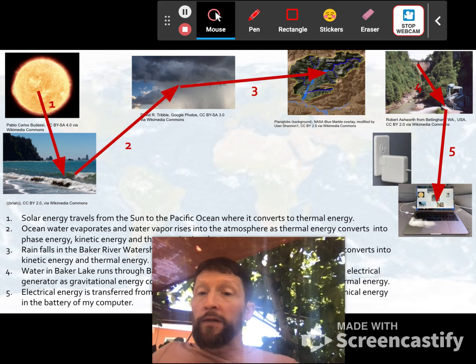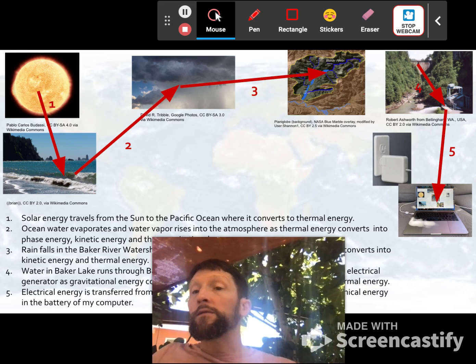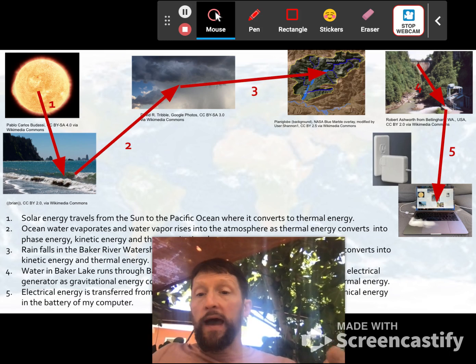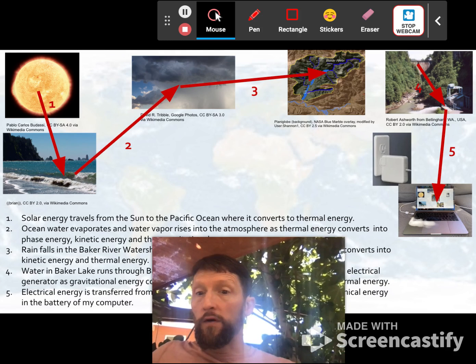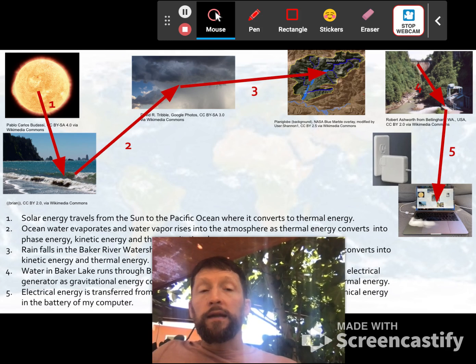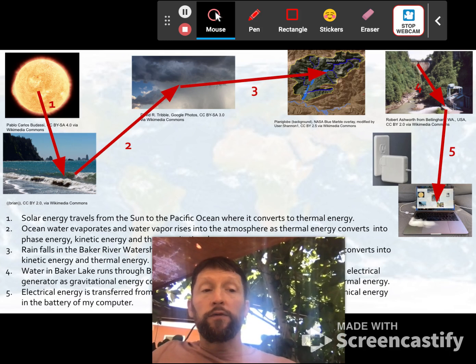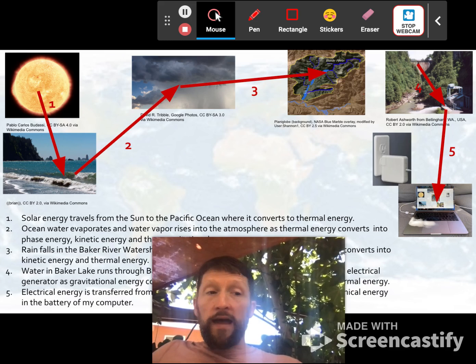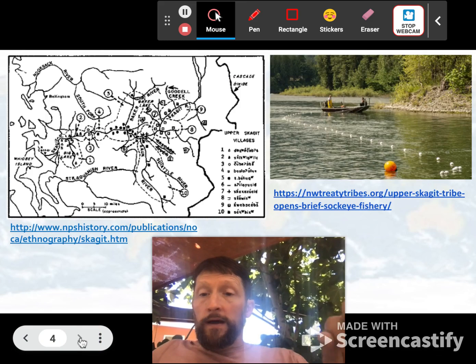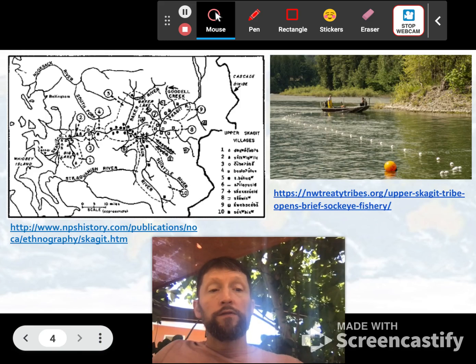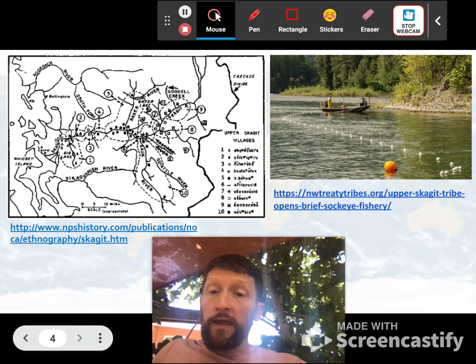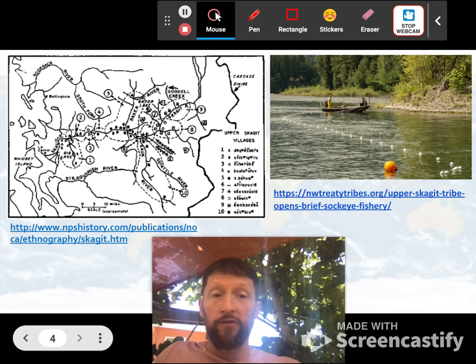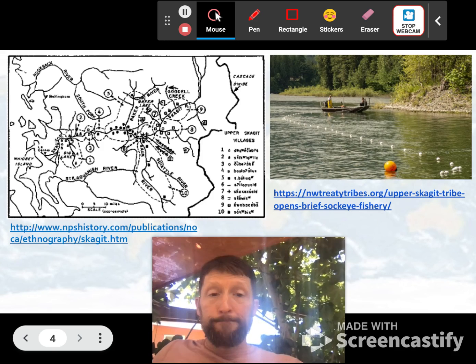So that's just one example of how one energy resource can be tracked back, and all the land that is involved in that process. And it turns out that the Baker River watershed is actually in the ancestral lands of the present-day Upper Skagit tribe. And the Upper Skagit tribe is actively engaged in research and conservation efforts to restore and sustain the fish and the wildlife populations within that watershed.